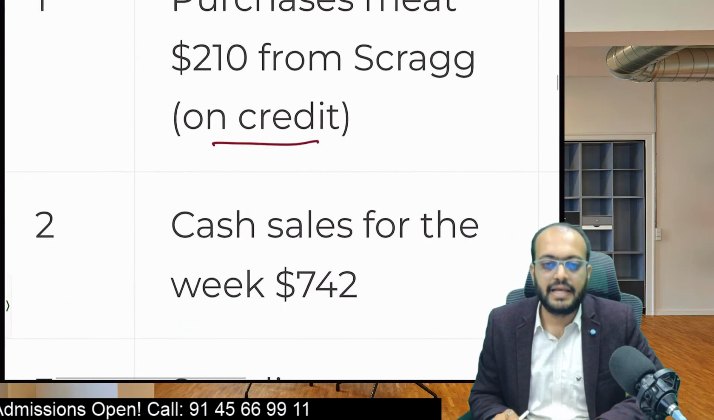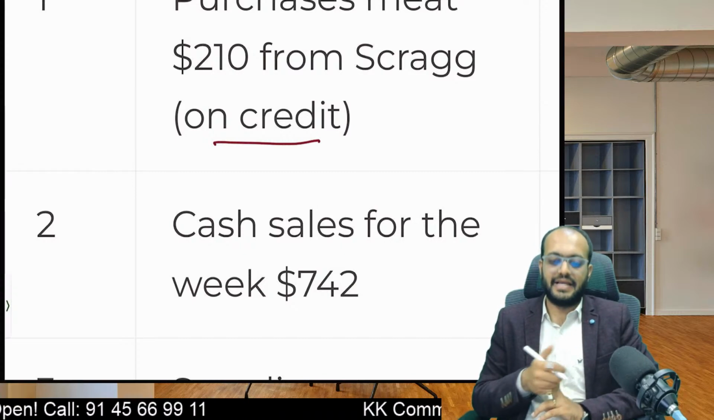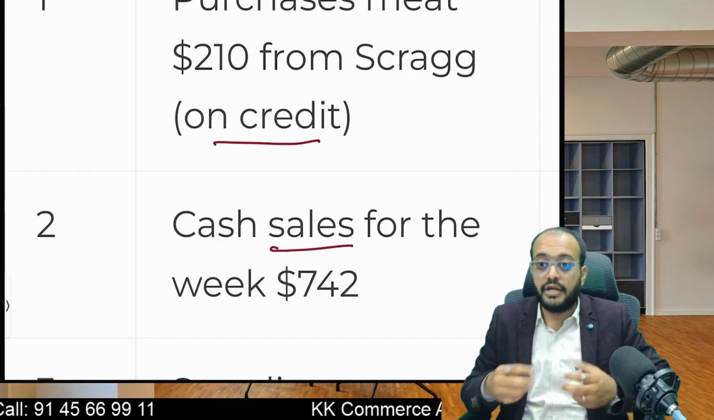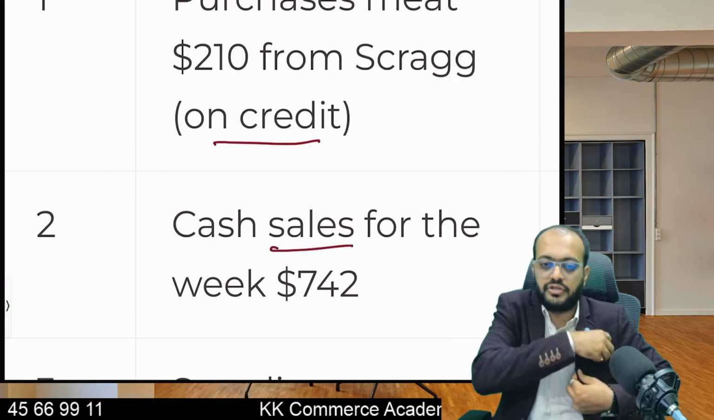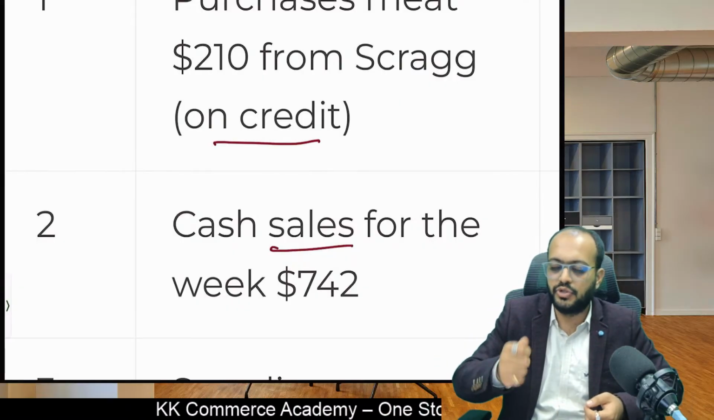Transaction number 2, cash sales for the week $742. So cash sales, what do you mean by cash sale? That we are selling for cash. Take this note, this is the currency, and say for example in Indian rupees, this is a 500 rupees note, I'm selling this.